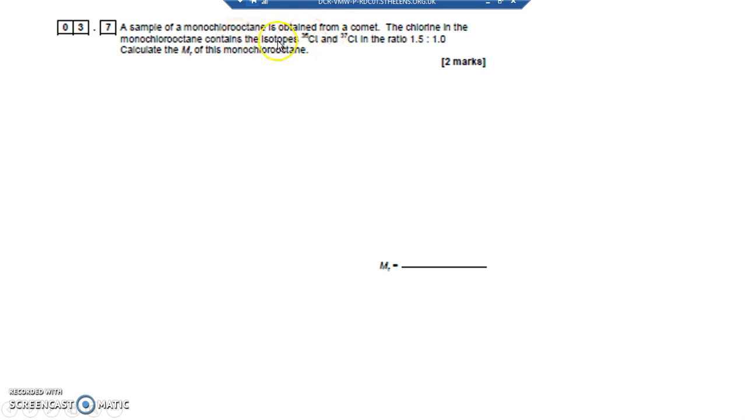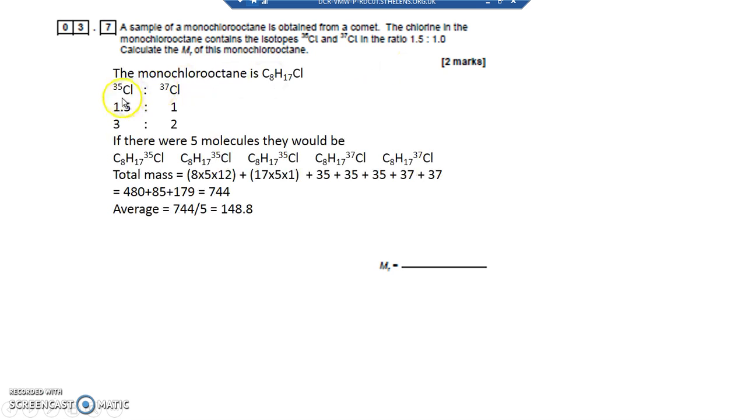The chlorine contains the isotope 35Cl, so it could be a 35Cl or it could be a 37Cl. However, it's in the ratio that for every 1.5 of these, there's one of these. So it's in the ratio 1.5 to 1. But if I multiply it by 2, it's in the ratio 3 to 2. So 3 35s for every 2 37s. For every 5 of these, if I have 5 of these, 3 of these, and 2 of these, I'd have that one, and that one.